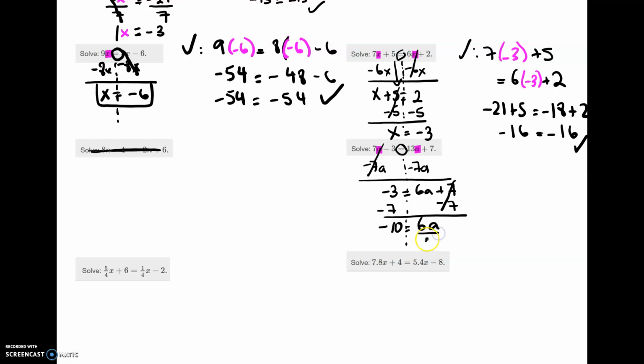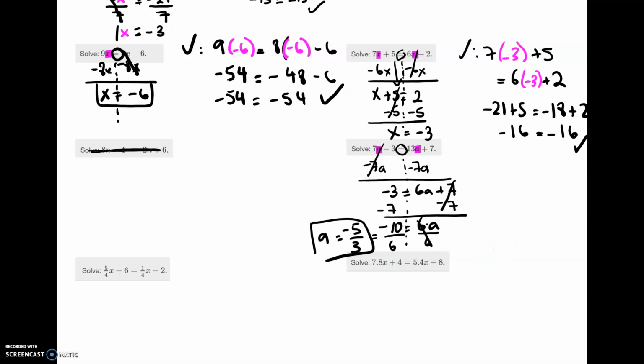Last but not least, we have to divide. We have to undo the multiplication of 6 times a. So the 6's cancel, and I'm just going to simplify this fraction. Negative 10 over 6 simplifies to negative 5 over 3. And that's going to be equal to our a value. Okay, so now my answer is a fraction, and that is 100% okay. We can go ahead and check it.